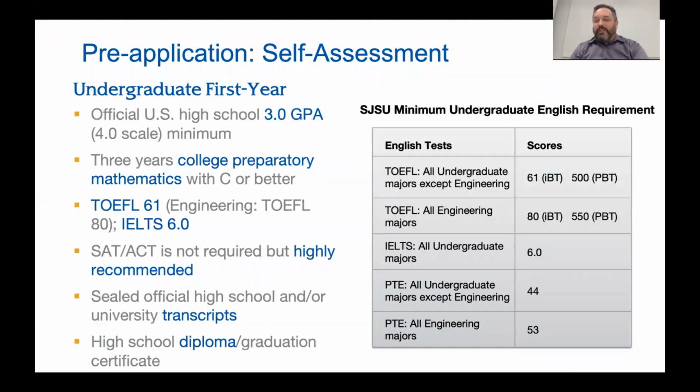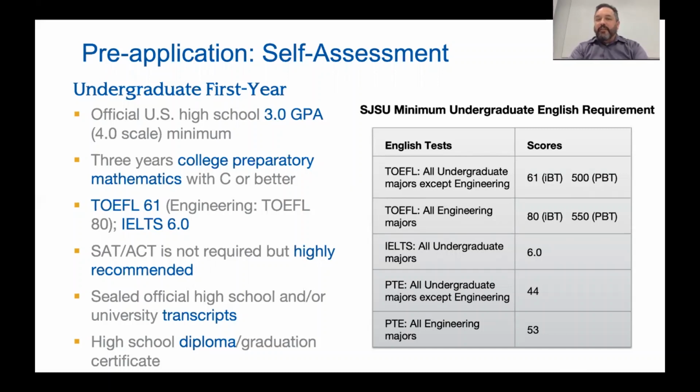So undergraduate, what does that mean? You'll see here, undergraduate first year. In the United States, when we say undergraduate, we mean bachelor's degree. We just happen to use the term undergraduate. So this is for students who are going to be new, coming to our university, wanting to get a bachelor's degree. So we always require an official high school transcript.